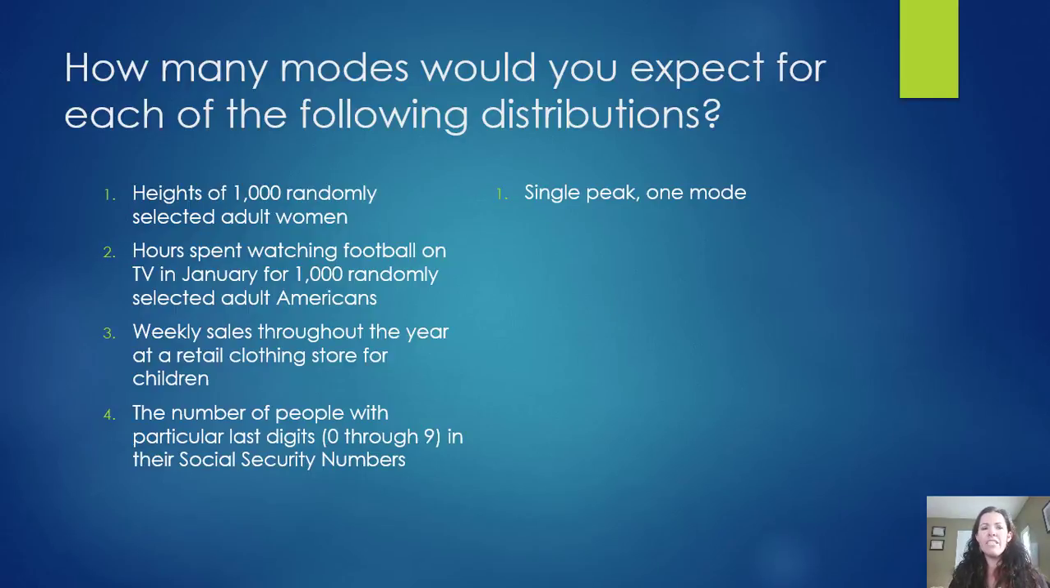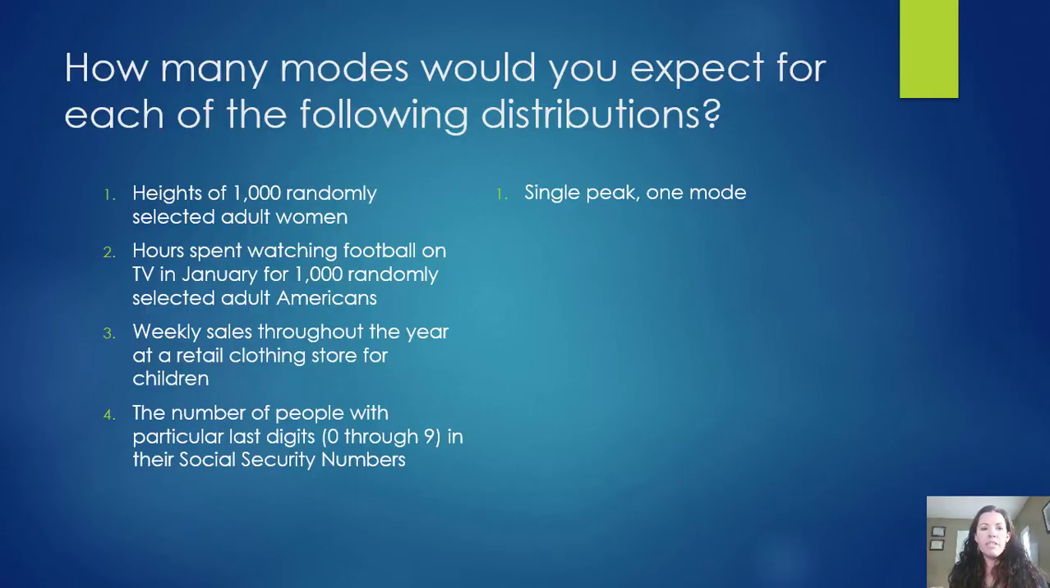And if we talked about the heights of 1,000 randomly selected people, you would have two modes there, because women would have one peak on one end, and the men would have one peak on the other end, because there are two different means for men and women.